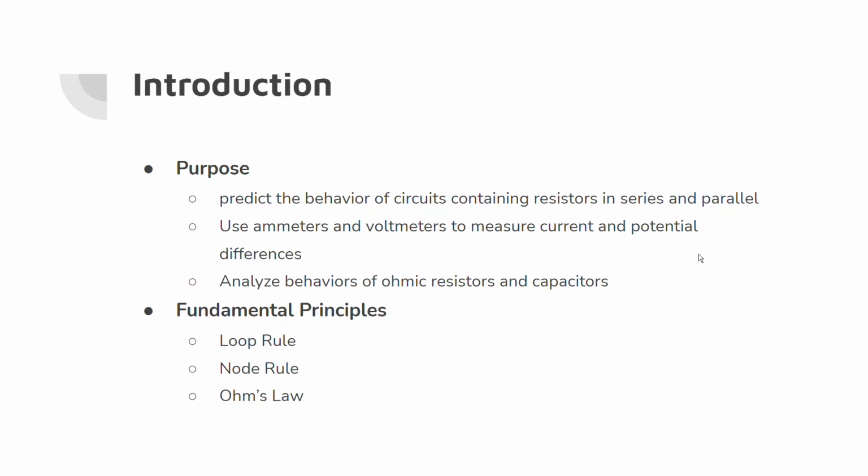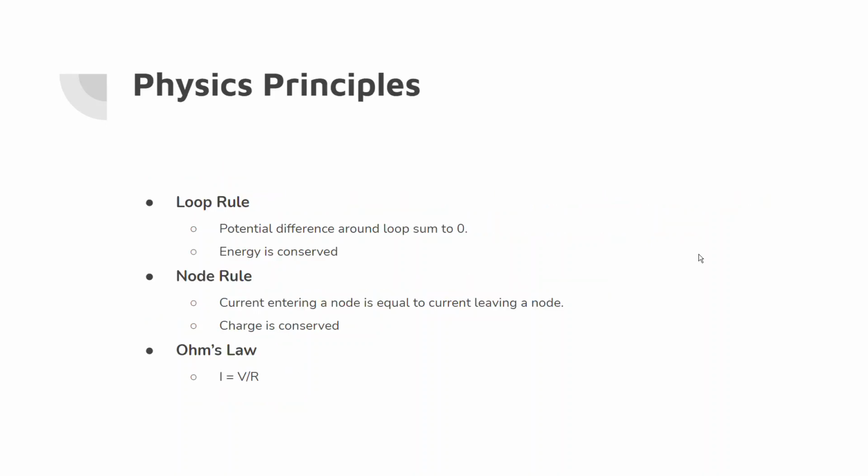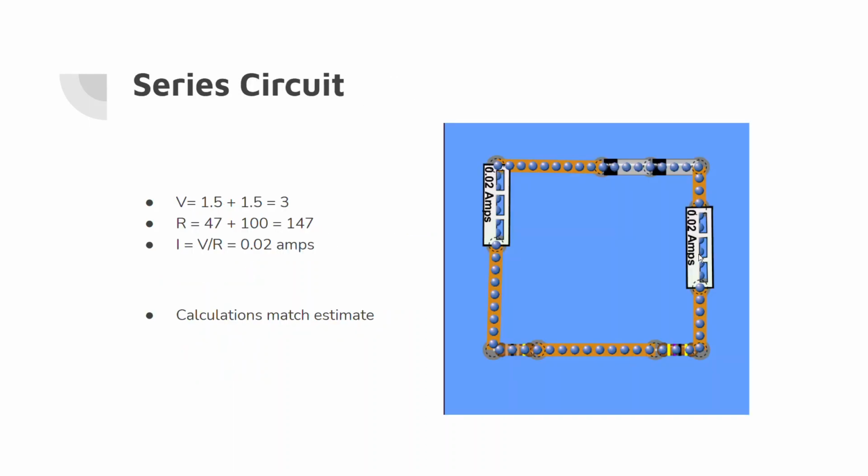The fundamental principles used in this lab were the loop rule, node rule, and Ohm's law. Loop rule states that potential difference around a loop sums to zero and the energy is conserved. Node rule states that current entering a node is equal to the current leaving a node and charge is conserved. Ohm's law is current is equal to volts divided by resistance.